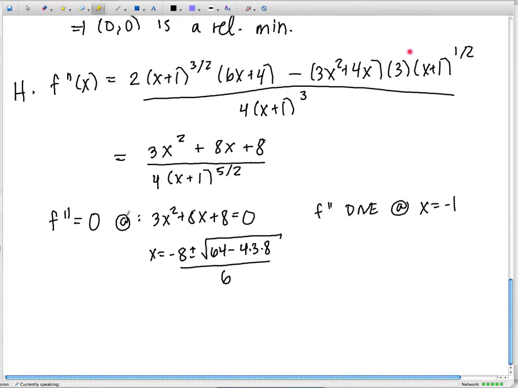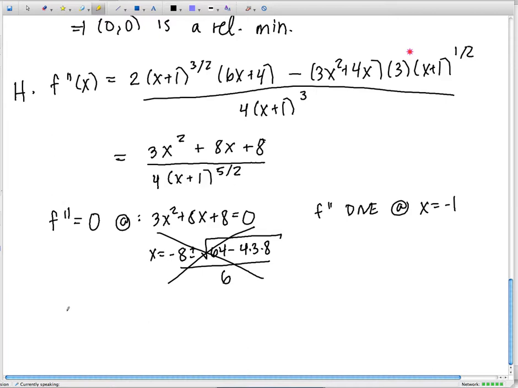So when is f double prime equal to 0? Well, we just set the numerator equal to 0. We get, using the quadratic formula, negative 8 plus or minus the square root of b squared minus 4ac. 64 minus 12 times 8, that's 64 minus 96, that's negative, so we have no solutions there. f double prime does not exist at x equals negative 1. Again, negative 1 is not in our domain, so f double prime never changes sign on our domain.